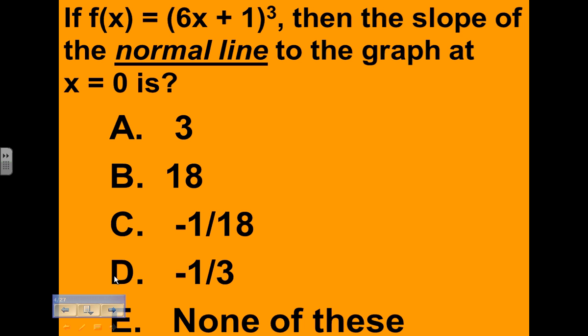So the derivative value is going to be 18. So what's the normal line going to be? -1/18. If the derivative at 0 equals 18, then the normal line slope is the opposite reciprocal. So that should be -1/18, because it says the normal line to the graph at x equals 0.